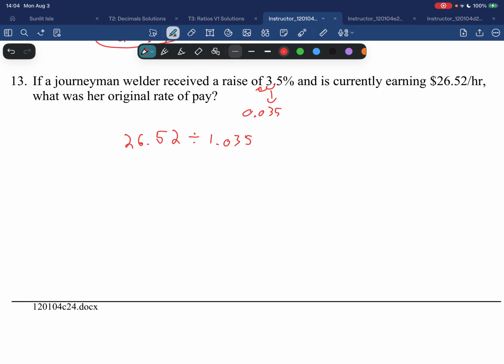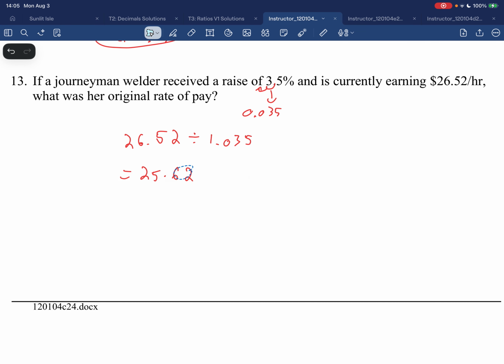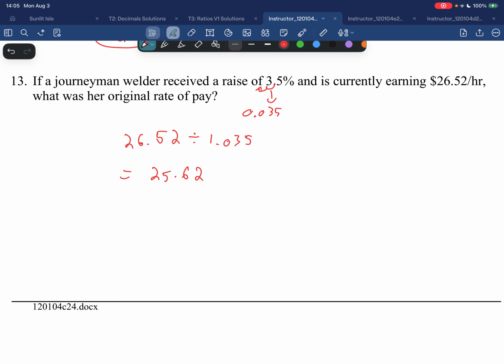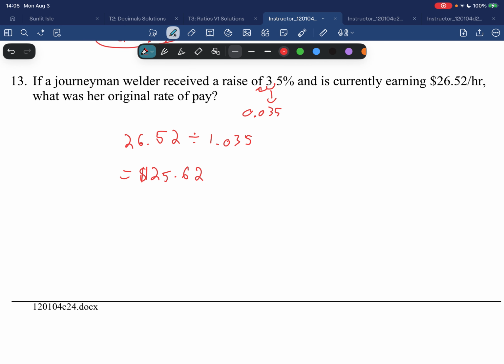26.52 divided by 1.035. And this is going to give us an answer of 25.62 is how I'm going to round it. A 3 came after the 2, so I'm rounding that down. There we go. Great. And this is her rate of pay before the raise.